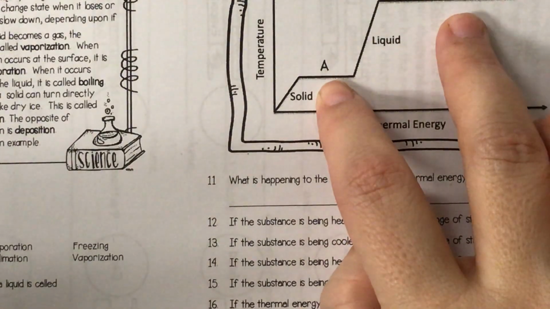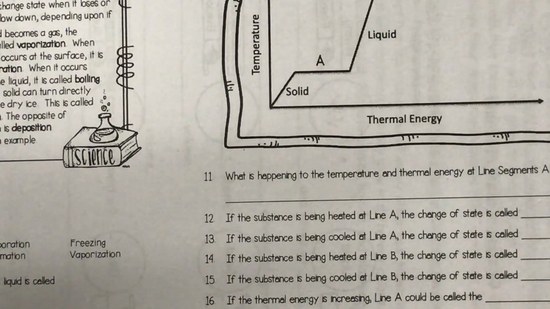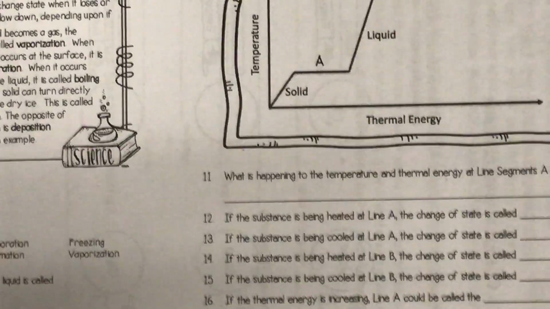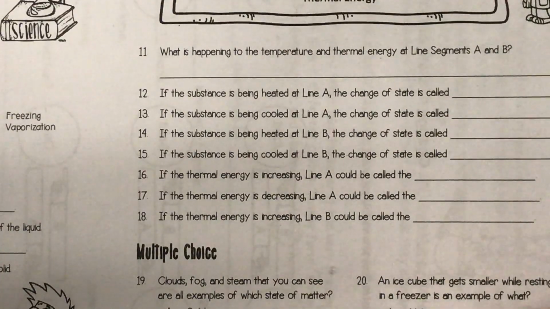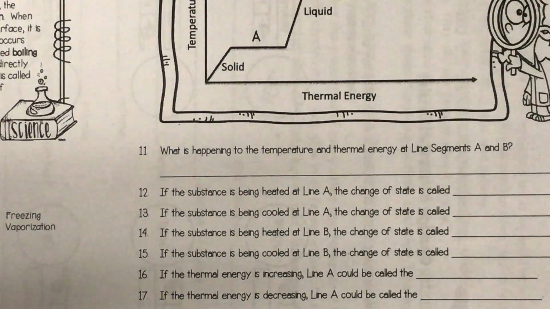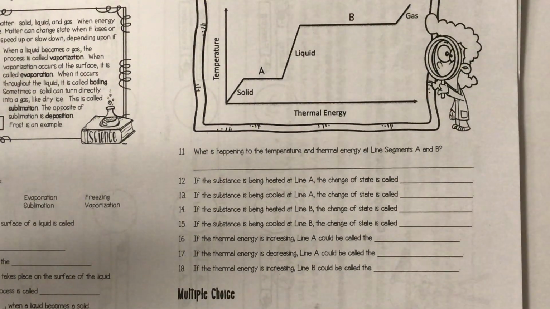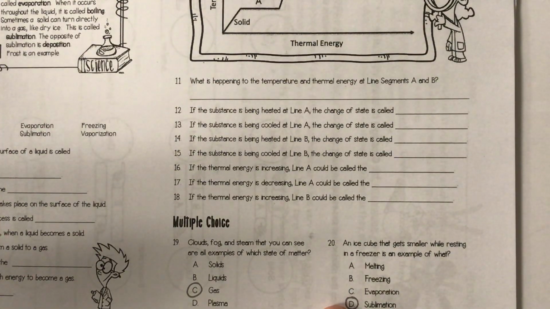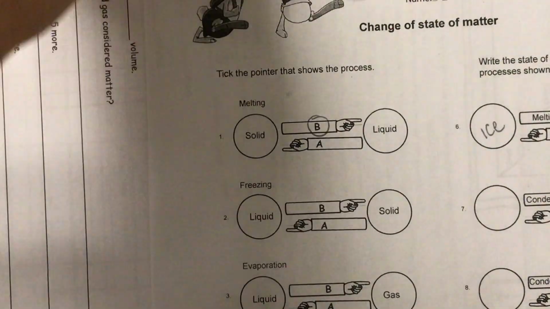The A and the B are either going to be like melting or boiling or freezing, words like that. And you're going to fill in 11 through 18 using that chart. So it's just descriptions in point A or point B or gas or solid. I did 19 and 20 for you at the bottom because why not? And then on the back, looks really crazy.